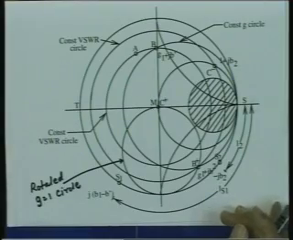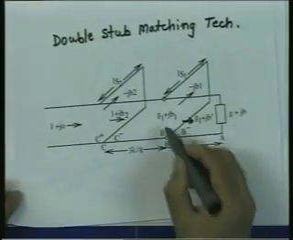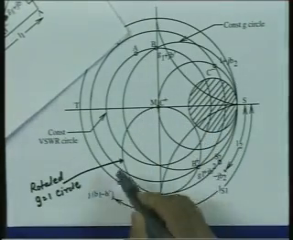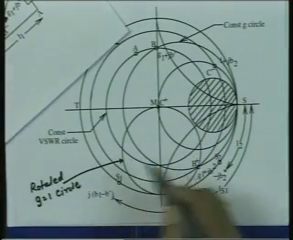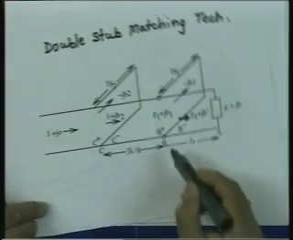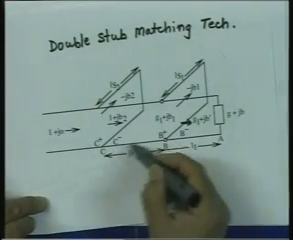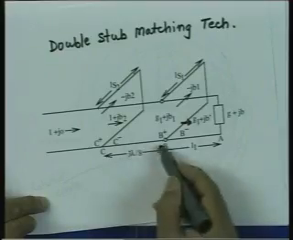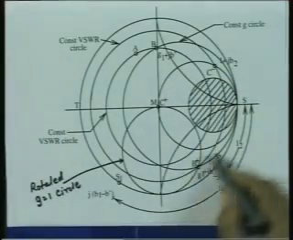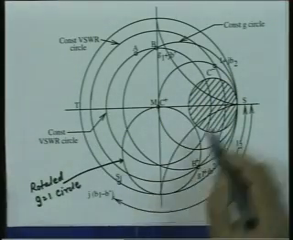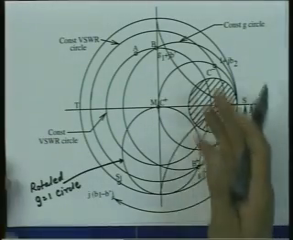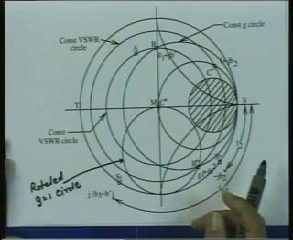So, if at this location B, I can bring this admittance to lie on this circle somehow, then by moving along the transmission line, that means along a constant VSWR circle, after a distance of 3 lambda by 8, the point will come on the G equal to 1 circle. And once the point comes on the G equal to 1 circle, then I know how to match, because that is exactly the same as what we have done in the single stub matching technique.